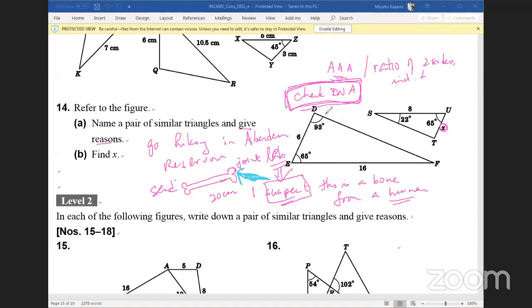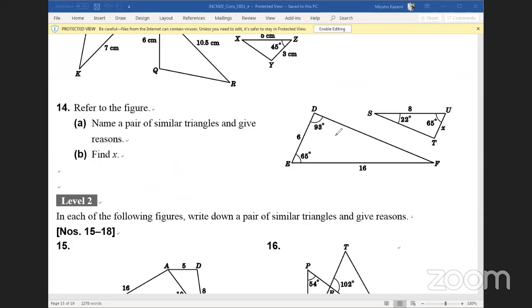Therefore, in this case, if I just look at these two triangles, they look similar. Then I need to get some evidence to tell people that they are similar. At this moment, I don't know whether they are similar. Therefore, in this case, what is confirmed? I have this pair only.